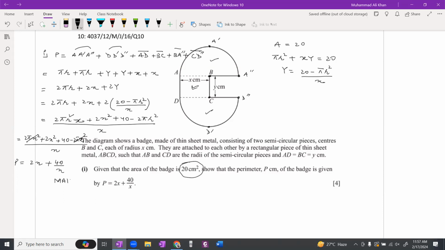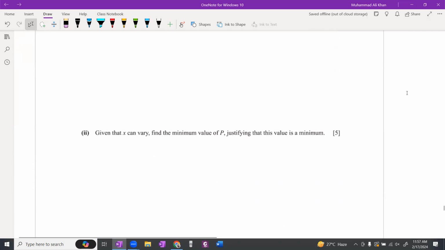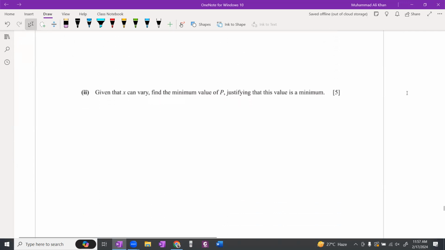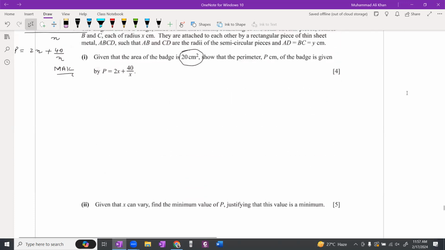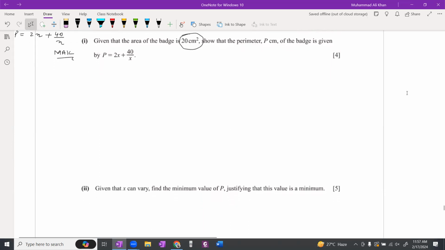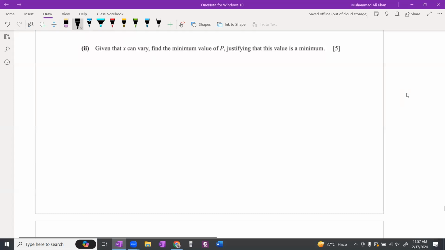Are you getting the point? Now, after this, what do we have in the next step? Given that x can vary, find the minimum value of perimeter, justifying this value is minimum. So what is the equation of perimeter? 2x plus 40 over x. Perimeter equals 2x plus 40 over x. It means 40x power minus 1.